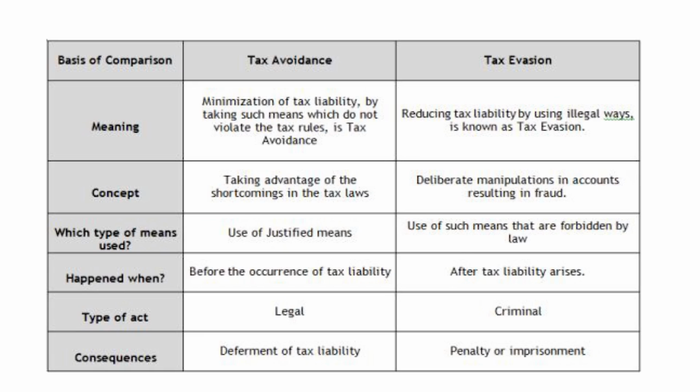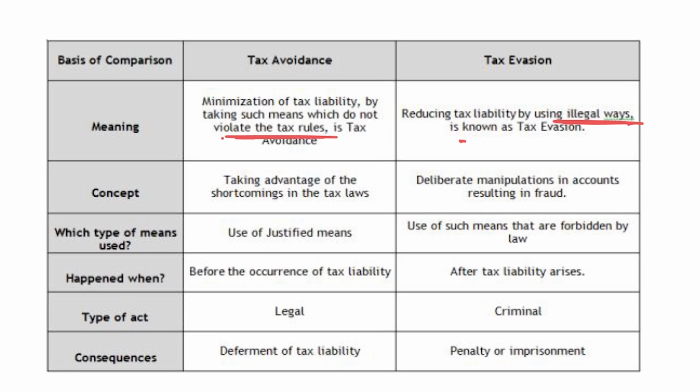Now we'll quickly take the difference between tax avoidance and tax evasion. Tax avoidance, as I told you, means you are avoiding tax to the best extent possible. How? By investing your money in legitimate sources where the government considers it tax free. So it is minimization of tax liability by means which do not violate the tax rules. Everything you do is under the purview of tax laws only. But in case of tax evasion, you are reducing the liability by using illegal ways. That is known as tax evasion.